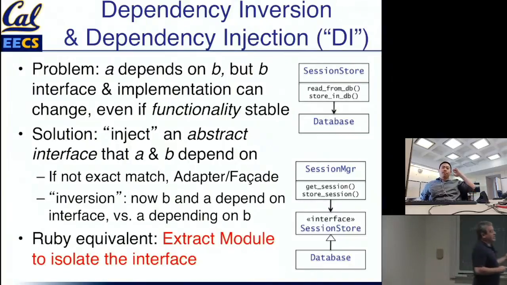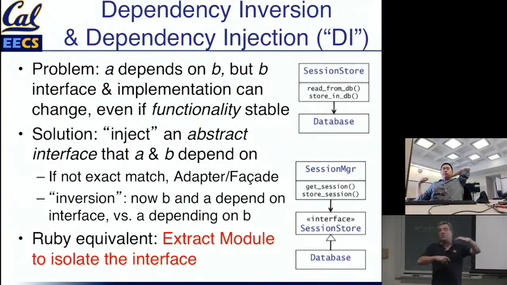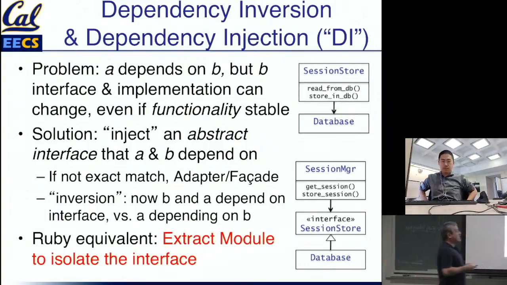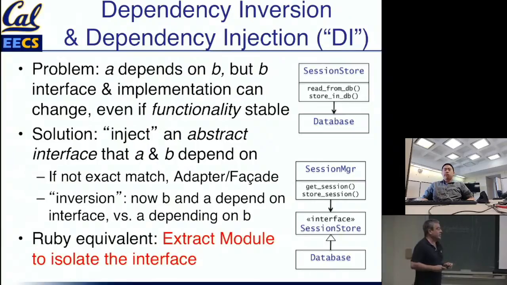But the important concept is you are deliberately inserting this layer of indirection. And we all know that's how you solve problems in computer science, right? You insert a level of indirection somewhere. This level of indirection's job is to keep the interface stable looking up the stack. So Session Manager never has to worry about it.